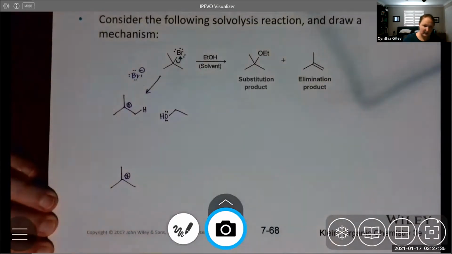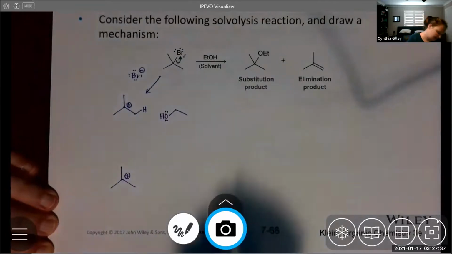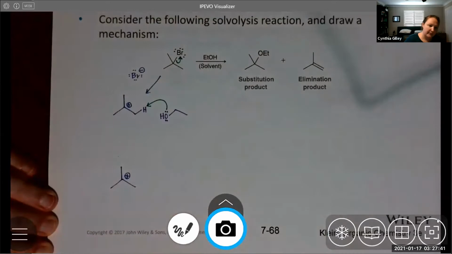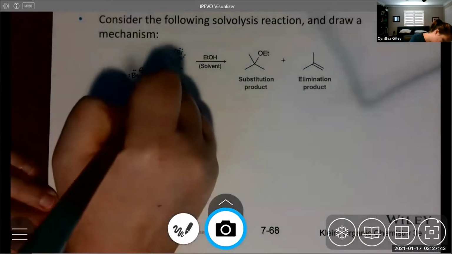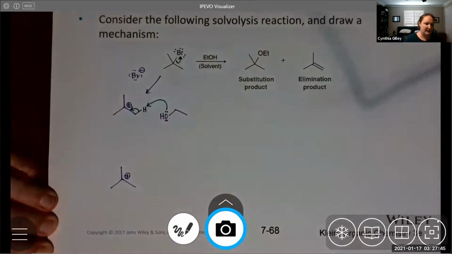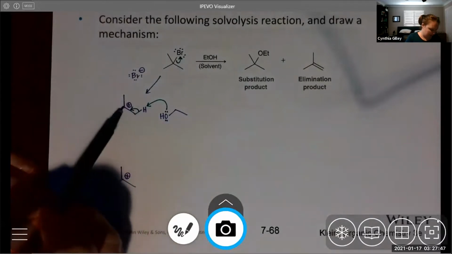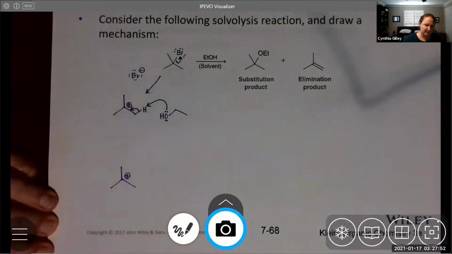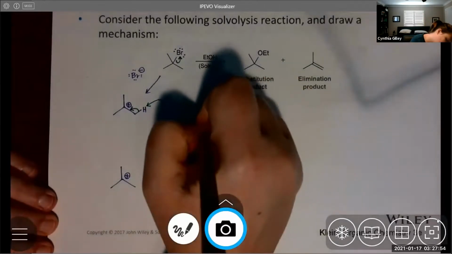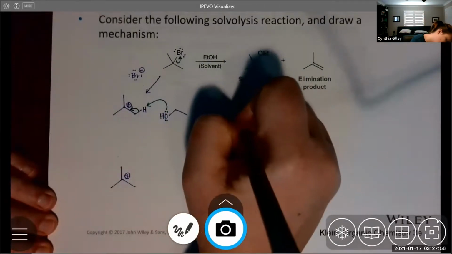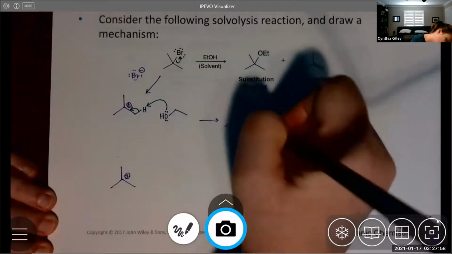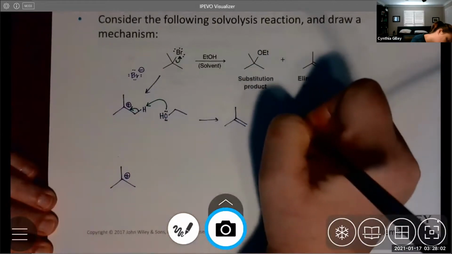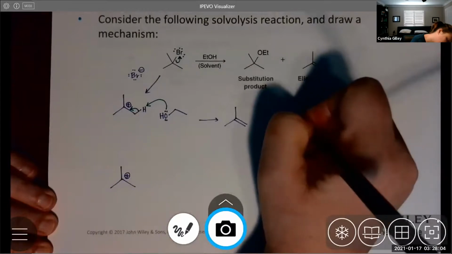right? And we're going to use it as our base to take a proton at the beta carbon, and then the electrons can shift over to form a pi bond. When I want to form the pi bond, I'm going to draw an arrowhead right in between these 2 carbons. So that will lead to the elimination product and a byproduct, which is protonated ethanol.